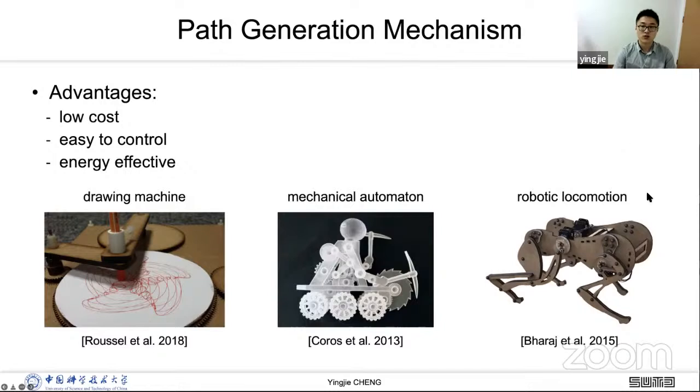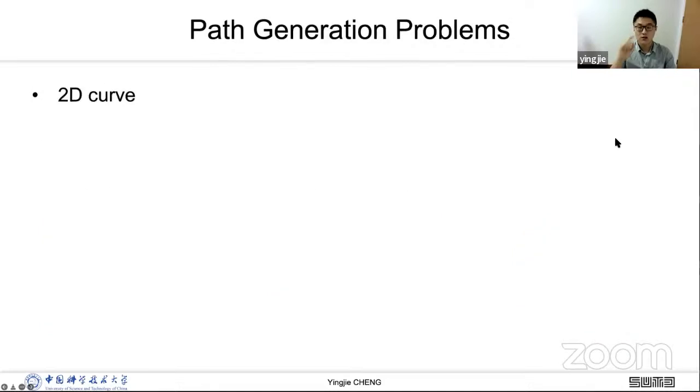Due to these advantages, path generation mechanisms are used in a wide variety of applications, including drawing machines, mechanical automata, and robotic locomotion. Designing a mechanism to generate a given path is called the path generation problem. The path generation problem can be classified as 2D or 3D, depending on whether the target path is planar or spatial.